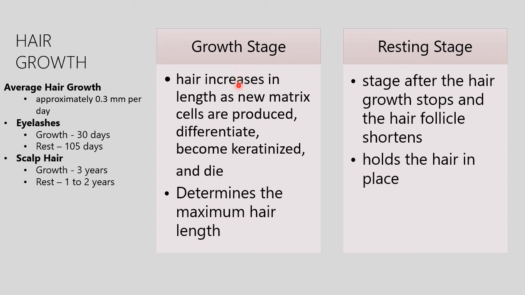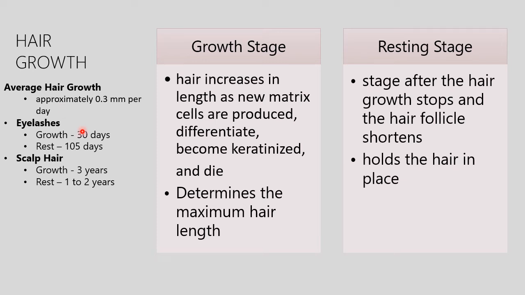The growth stage is the stage where your hair increases in length, as new matrix cells are produced, differentiate, become keratinized and die. This determines the maximum hair length. For your resting stage, this is when hair growth stops and the hair follicle shortens, so they hold the hair in place.